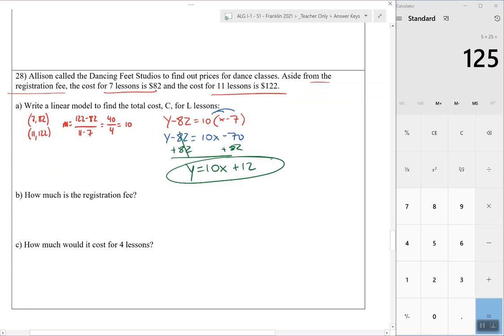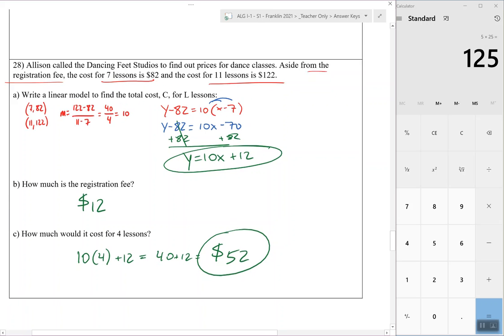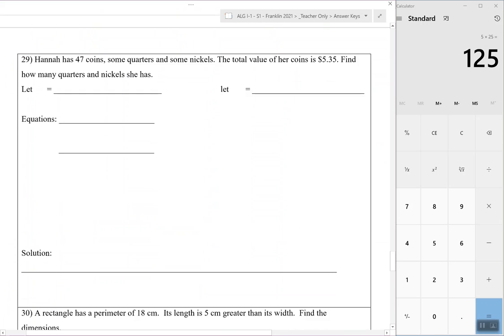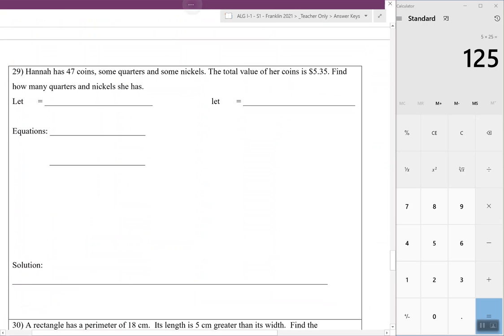There's your linear model. So how much is the registration fee? That's the b value, that's $12. And how much would it cost for 4 lessons? We'll plug that in for x. 10 times 4 plus 12, that's 40 plus 12, which equals $52. Okay, there's that question there. Let's move on to the systems problems.